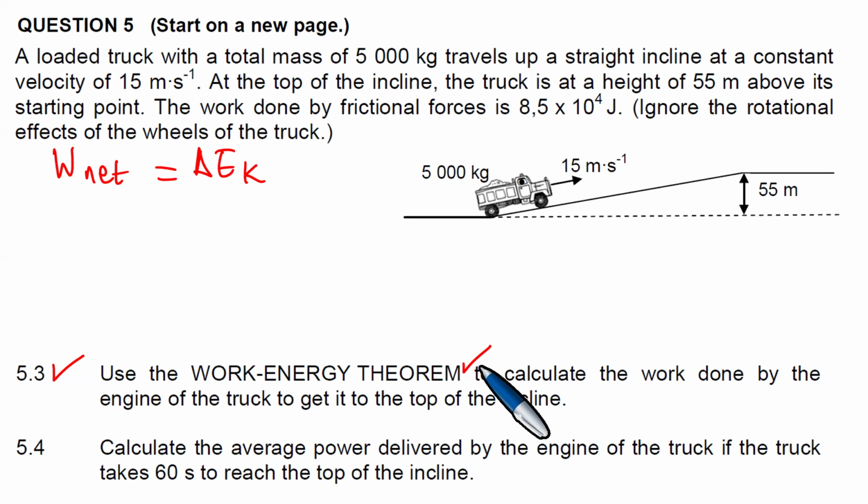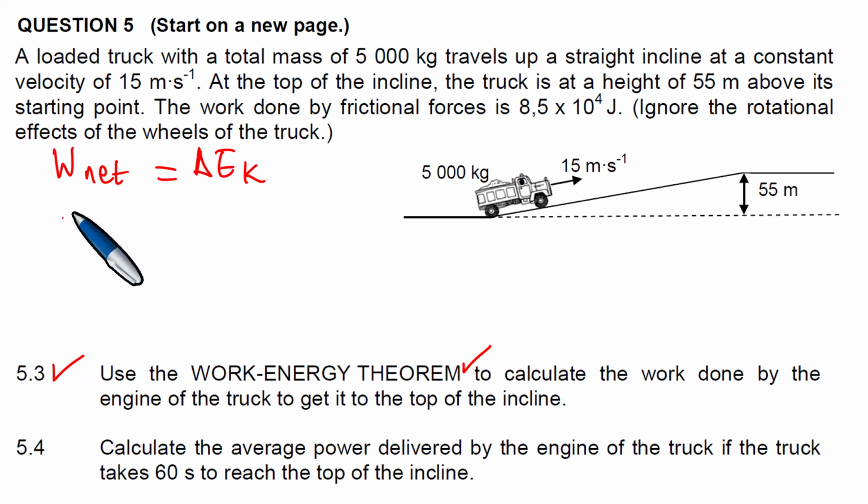So the examiner is saying we could use many other things, but he's saying please use this formula. And this is what you call the work energy theorem. W net equals the change in kinetic energy. This is called the work energy theorem. Now, we want to use it to calculate the work done by the engine of the truck to get to the top of the incline there.